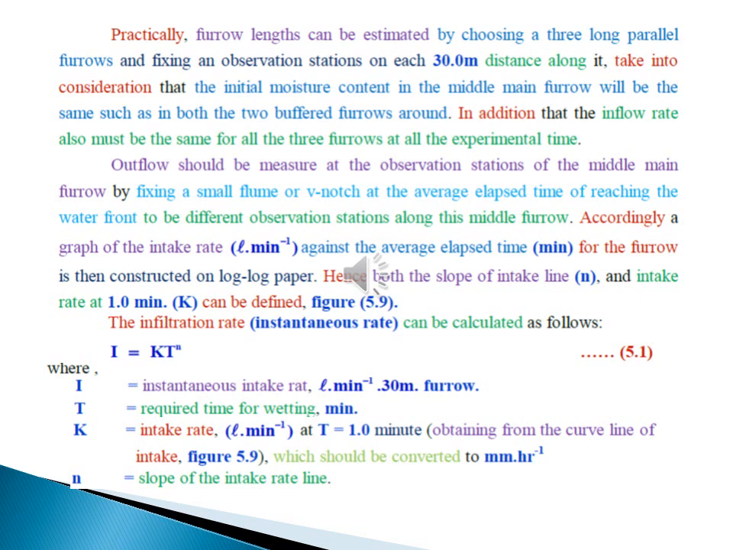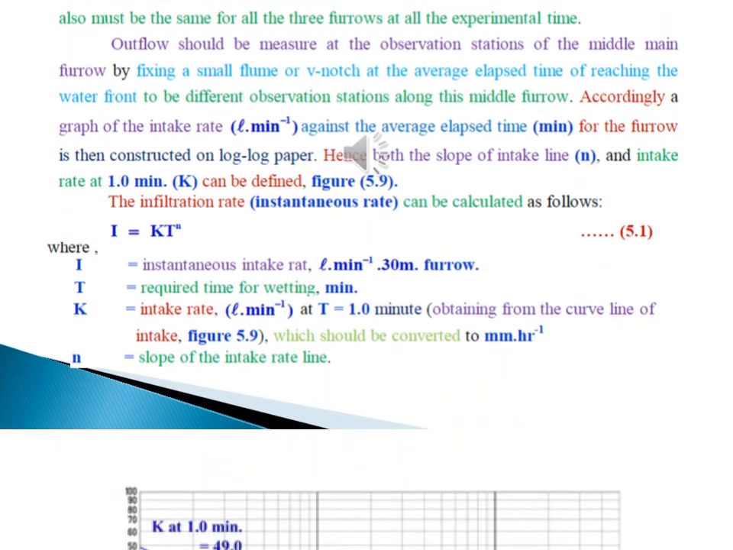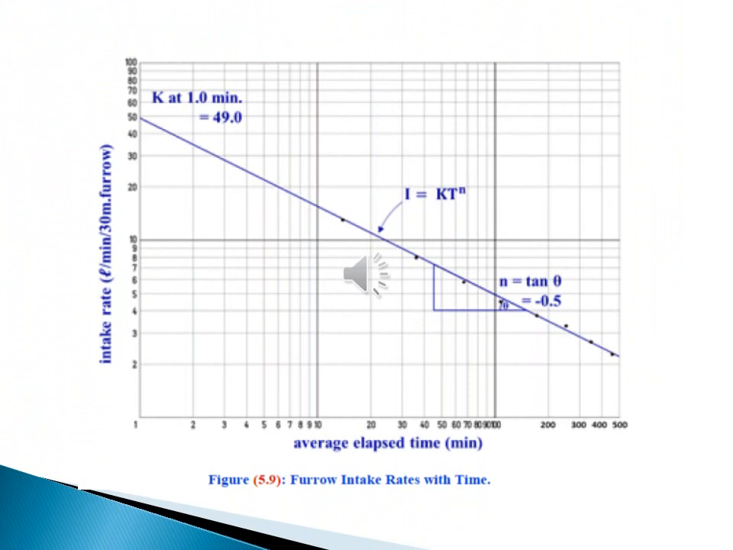Hence, the slope of the intake line, N, and the intake rate at 1 minute, K, can be defined as shown in the enclosed figure. Figure showing furrow intake rate with time on log paper as described before.